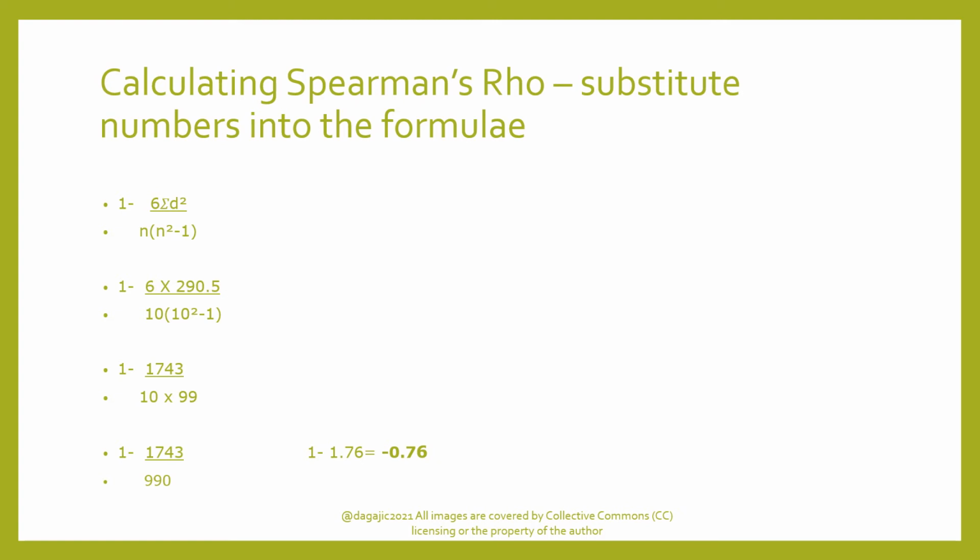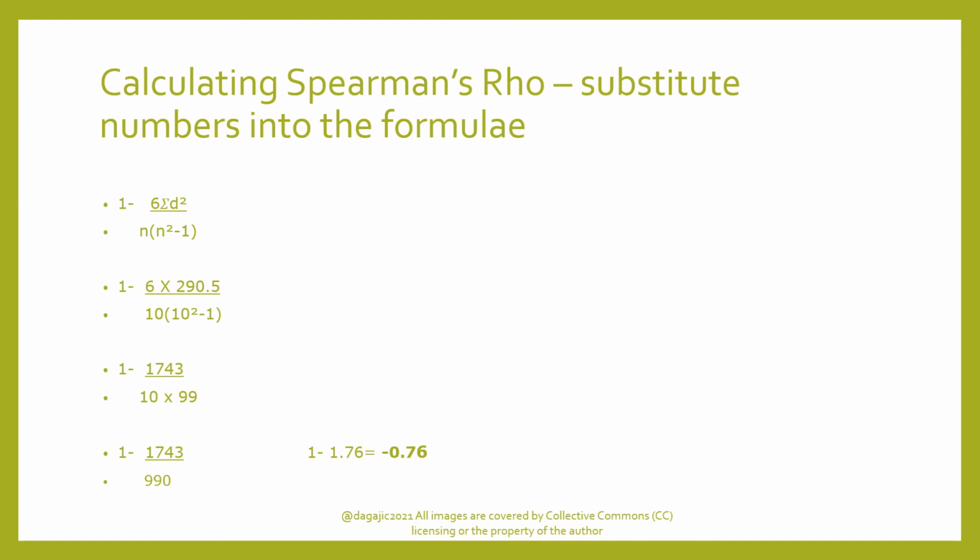We then need to take this value and substitute it into our formula. So you can see you've got 6 times sum of difference squared divided by n, open brackets, n squared minus 1, close brackets. Now our sum of differences squared was 290.5, and we had 10 participants, or 10 pairs of scores. So 10 squared is 100, minus 1 is 99. So 10 times 99 is 990, and 6 times 290.5 is 1743. So if we divide 1743 by 990, we get an answer of 1.76. Now remember the first bit was 1 minus. So 1 minus 1.76 equals minus 0.76.